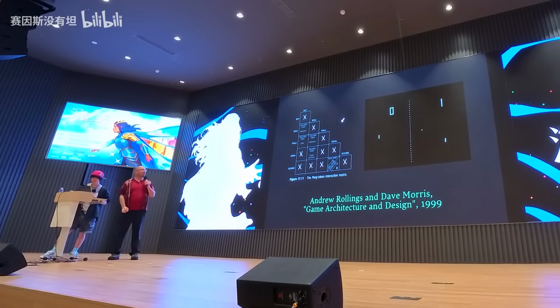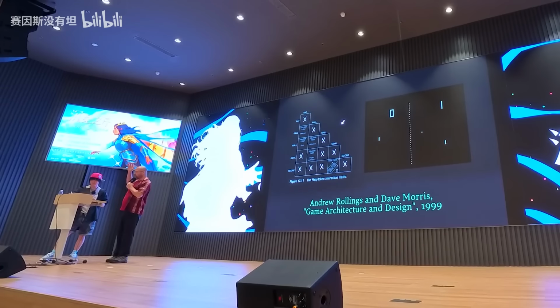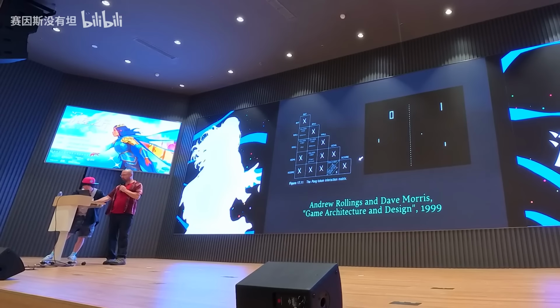Now, I don't think that she came up with this idea. There's a long history of variations of this in design. For example, this is where I think she probably got it from, this book called Game Architecture and Design, the year 1999.